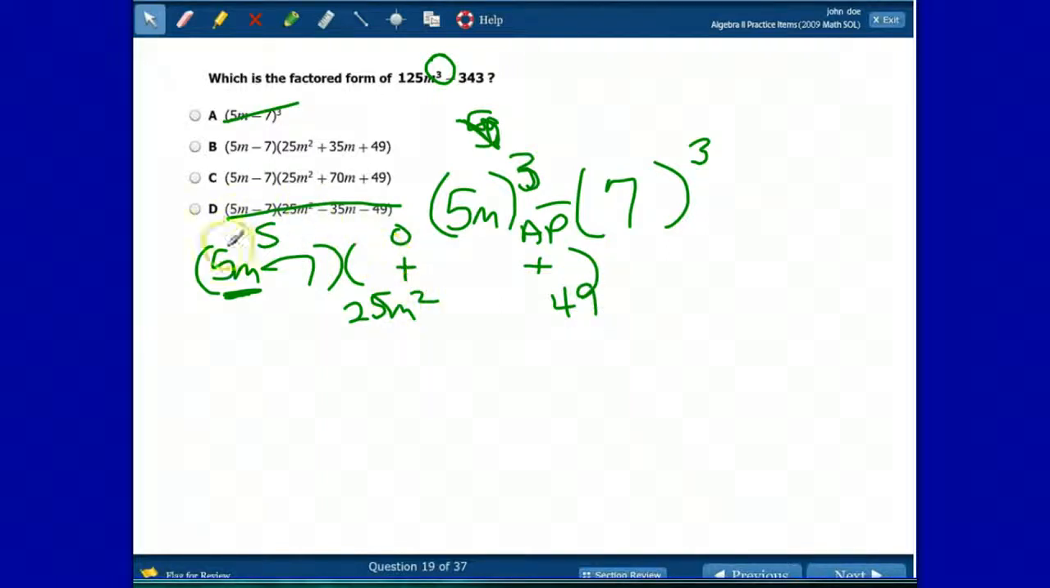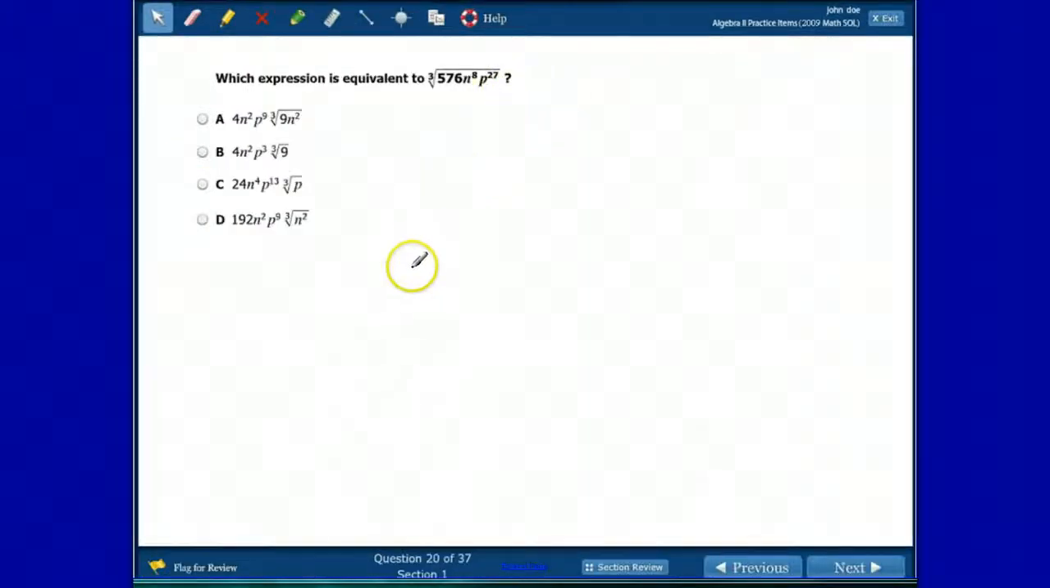Alright, so here's the key. Multiply these two together. That's where the key is. 35m. Which is exactly what that is right there. So that's the choice, choice B. Alright, what problem am I? 19? Alright, I'm stopping at 20 because I need a break.